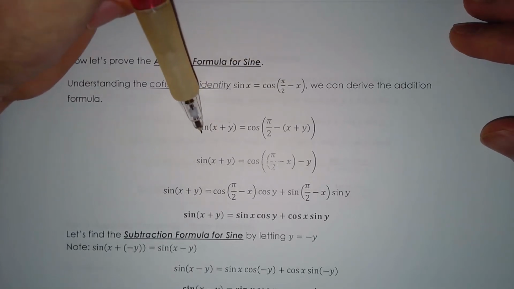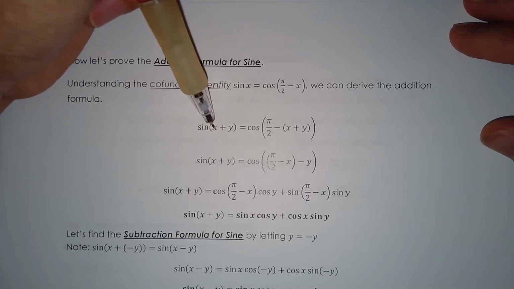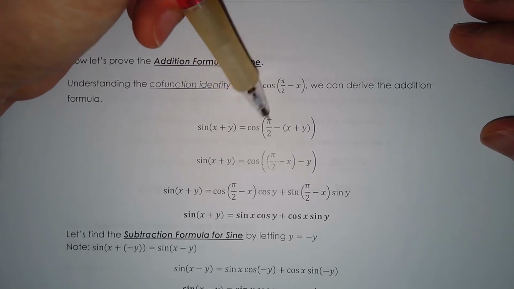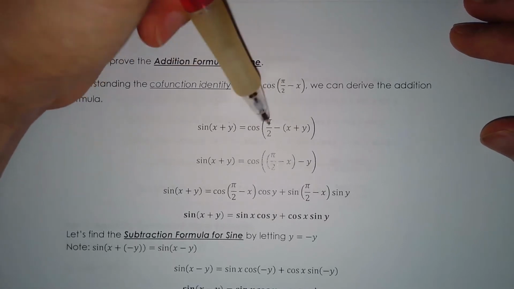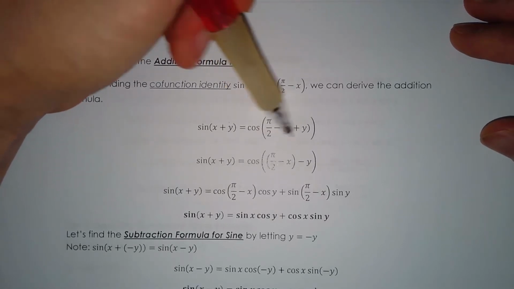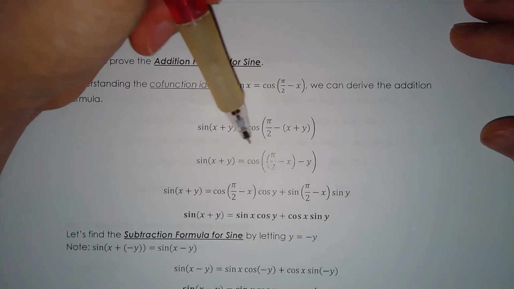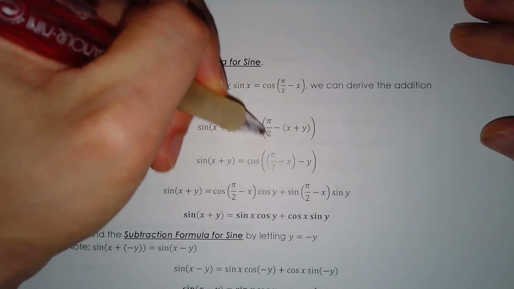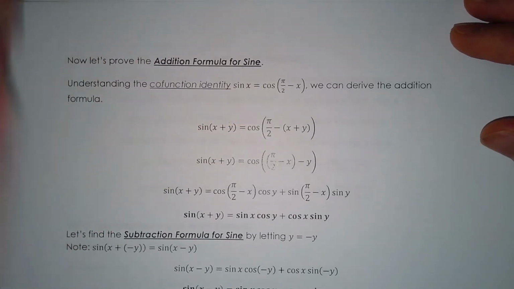So we're going to take sine of x plus y. Based on the co-function identity, this must be equal to cos of pi over 2 minus all of x plus y. Now we want to rearrange these terms. We want to group pi over 2 minus x together. You might be wondering why we want to do that. Why do we want to regroup the three terms?